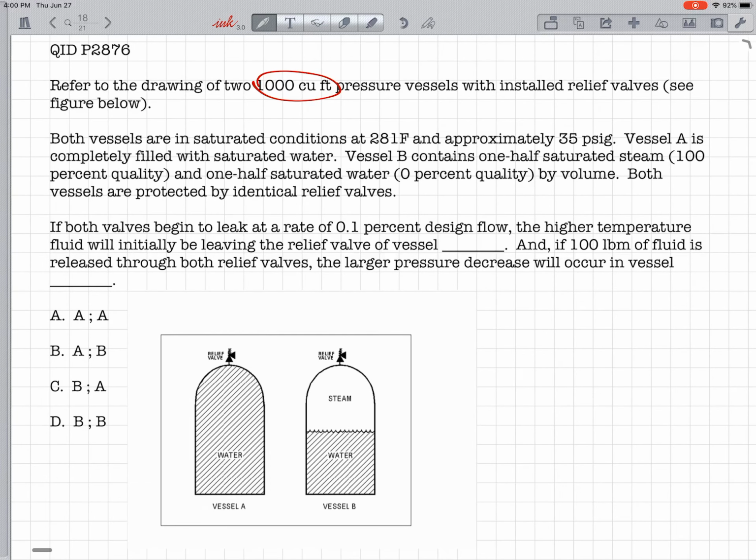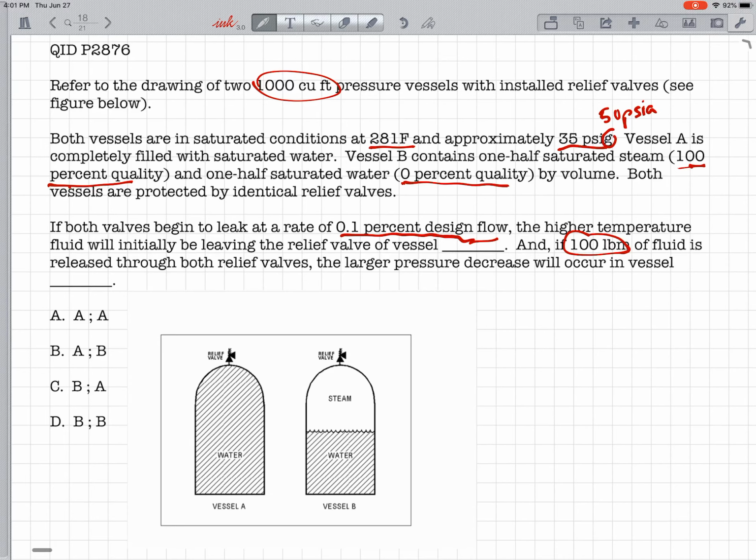Numbers: 1,000 cubic feet. I see 281 degrees Fahrenheit and 35 pounds gauge, right? So I know, and I'm not going to sit here and figure it, that 35 pounds gauge is 50 PSIA. So I'm going to write that right there. There's another number, 100% quality. That's important information. And here's a number, 0% quality. 0.1% design flow. And 100 pounds mass. I may have to change these Fahrenheits to Rankine, but I don't think so with this problem.